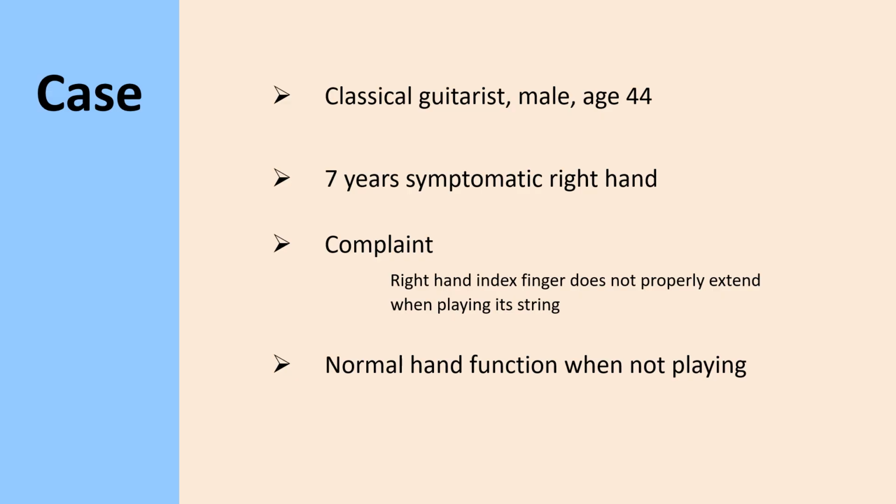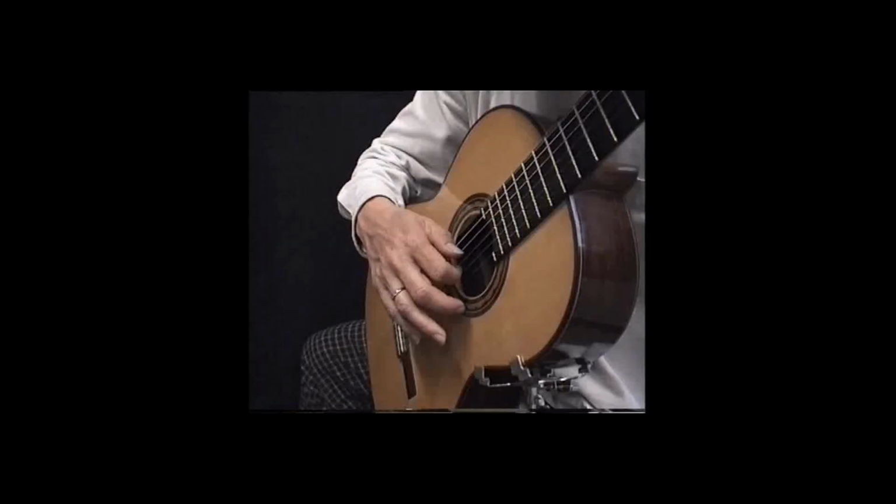Case presentation. A classical guitarist, male, age 44, presents with a 7-year disc control problem in the right hand. The specific complaint is that the right hand index finger does not properly extend when playing its string. Hand function is normal in daily tasks. This video shows the index dysfunction as demonstrated by the musician.